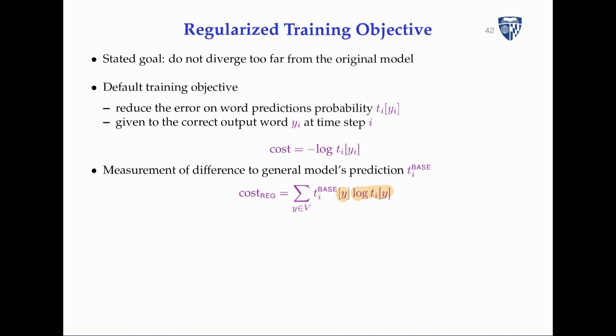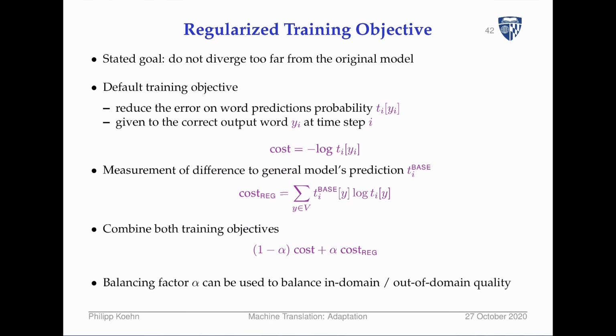So if our original model says that was a high probability word, then our new model should also say this is a high probability word. So we're going to combine those two cost objectives. These are the two training objectives. One is the cost as we usually do it, and now we have this regular training objective which says how much did the original model predict this and how well does it match our current model's prediction. So there's a hyperparameter alpha here that we can use to balance in-domain and out-of-domain quality.